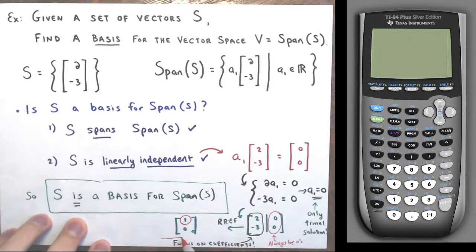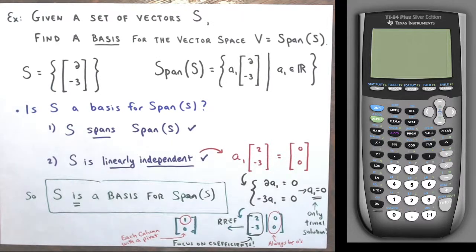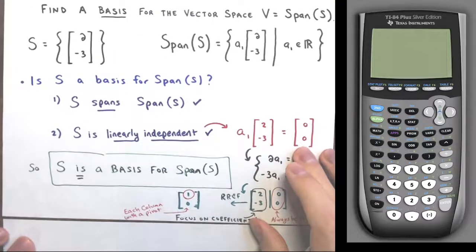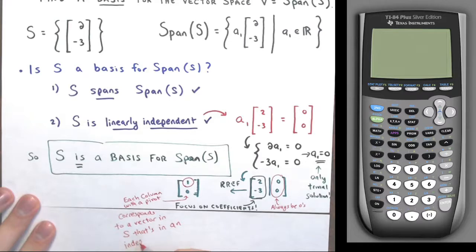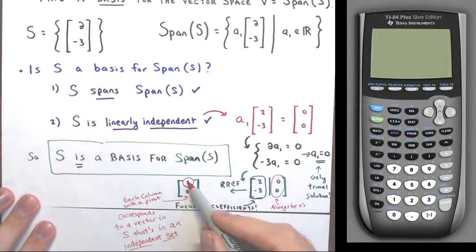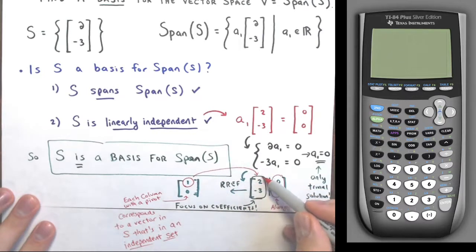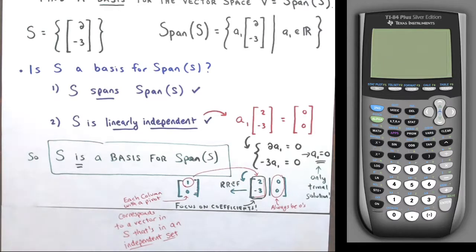And you see in this that each column with a pivot corresponds to a vector in S that's in an independent set. So this was the first column. That means that this first column, the vector (2, -3), is an independent set itself. It's the only vector in there.